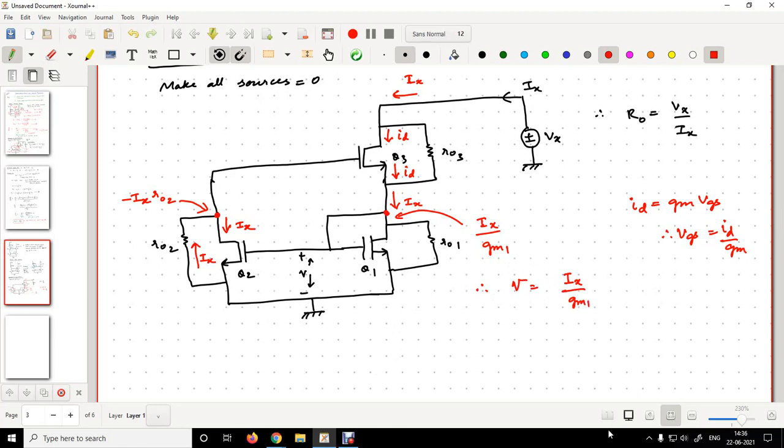Clear? Okay. Now if you apply KCL at this point, the current entering is ID, the current exiting is Ix. So this current has to be Ix minus ID.